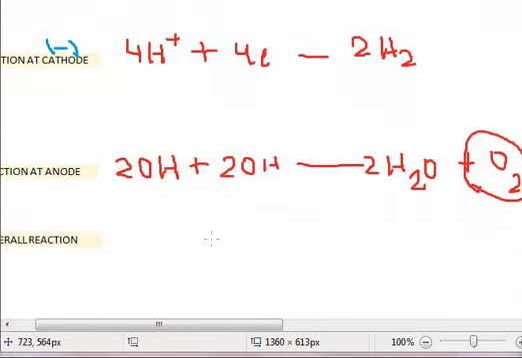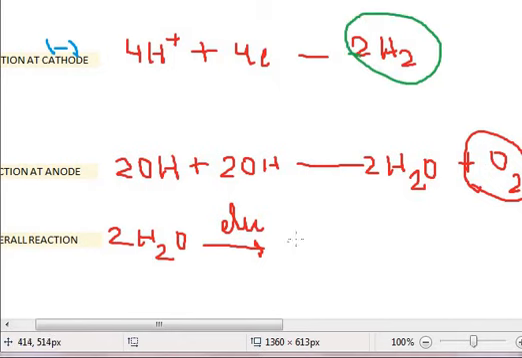So how are you going to write the overall reaction? The overall reaction will be 2 molecules of water. After conducting electricity, you can write here electrolysis, which will give only 1 molecule of oxygen and 2 molecules of hydrogen. So 2 volumes of hydrogen gas and 1 volume of oxygen. So this is our overall reaction of the electrolysis of acidulated water.